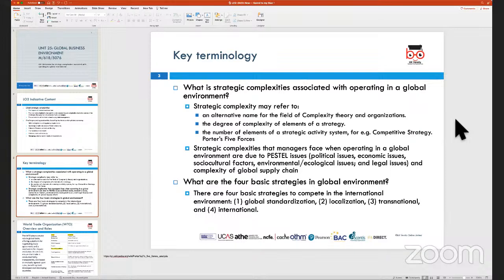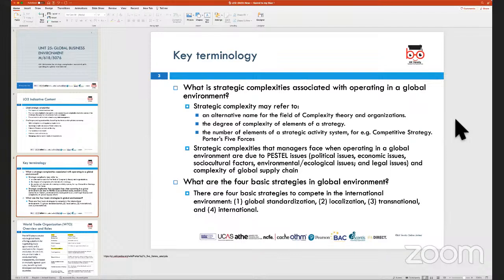So when we talk about degree of complexity, it is to understand how, where, and how severely a particular factor affects the company's long-term functioning. And that is the second point that we will look at when we talk about strategic complexities.